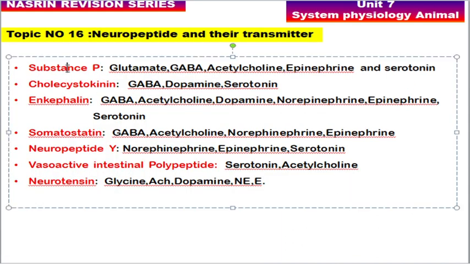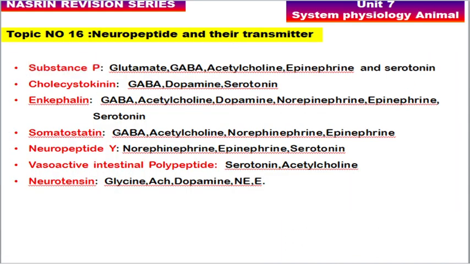Here I have given you the neuropeptides. What are the compounds considered neuropeptides? They include substance P, cholecystokinin, enkephalin, somatostatin, neuropeptide Y, vasoactive intestinal peptide, and neurotensin. Along with the neuropeptide, a neurotransmitter is also given. Substance P is a neuropeptide for glutamate, GABA, acetylcholine, epinephrine, and serotonin. If these neurotransmitters cannot do their action correctly, they take help from substance P. Whereas GABA, dopamine, and serotonin have this particular compound as their neuropeptide. Next, GABA, acetylcholine, dopamine, norepinephrine, and serotonin take enkephalin as their neuropeptide.